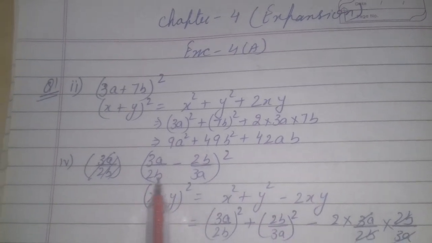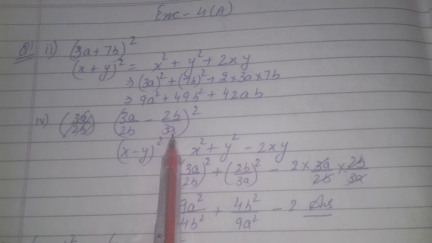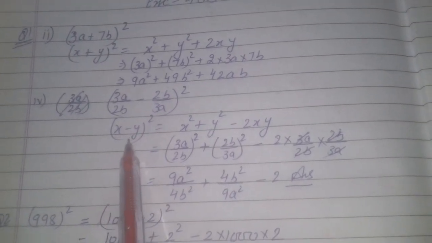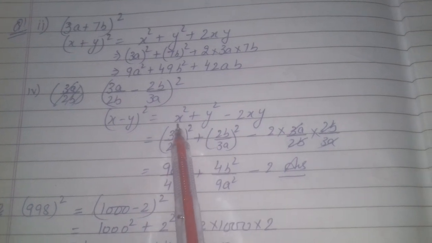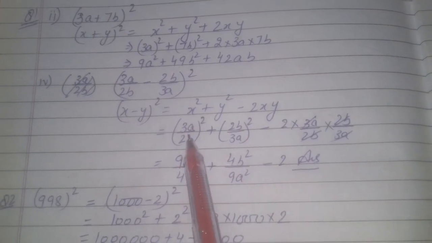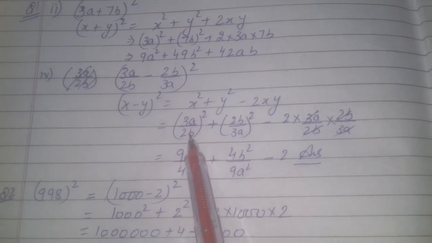Fourth part, you are asked to find the square of this expression. So what is the identity? (a minus b) whole square or (x minus y) whole square, that is equal to x square plus y square minus 2xy. Now put the value. Clear? X is 3a over 2b.